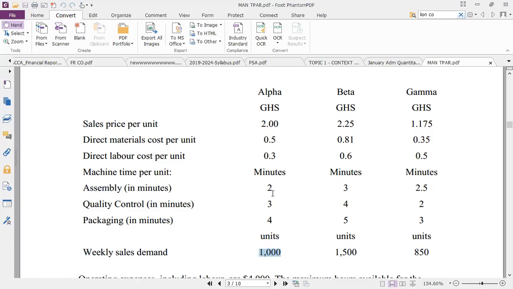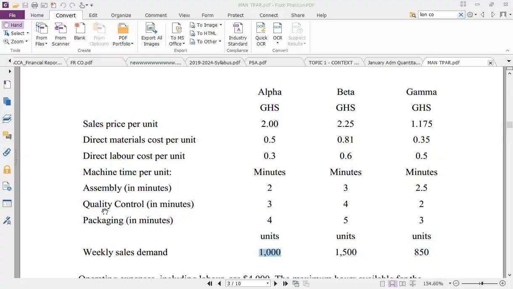I need what? 2,000 what? Minutes. I'll be getting it. Great. So this is what we are going to do. So I'll put 2,000 minutes here. 2,000 is in minutes. Great. 2,000 minutes.